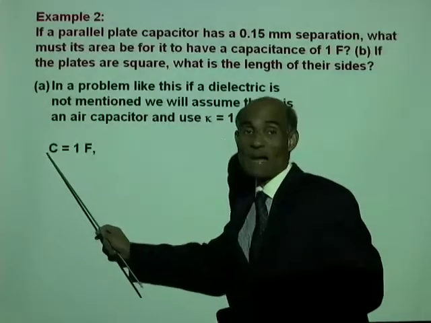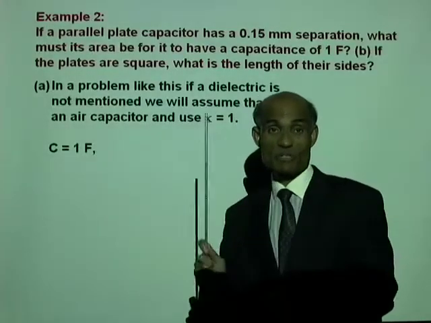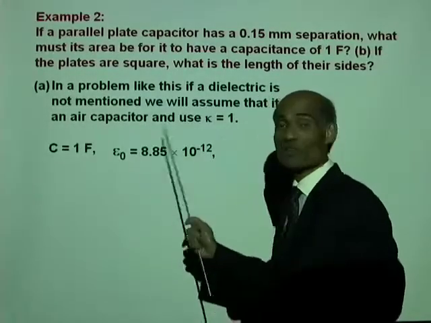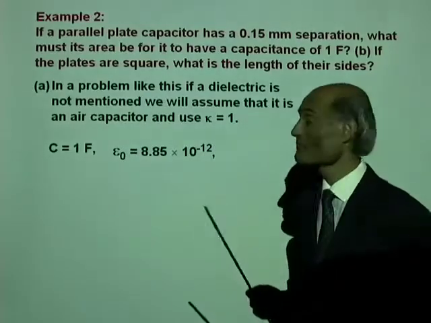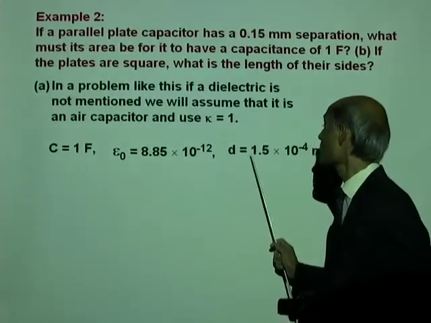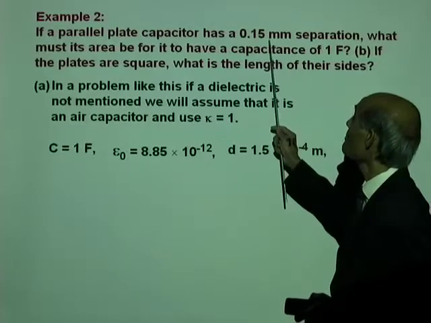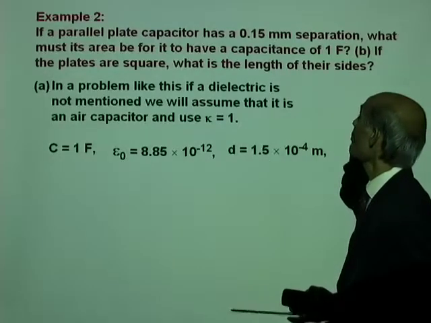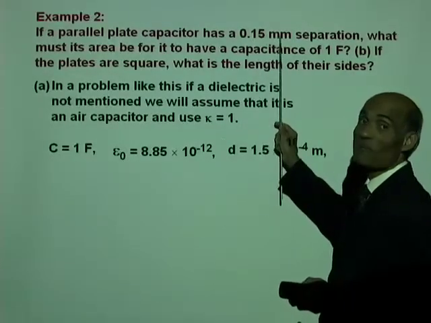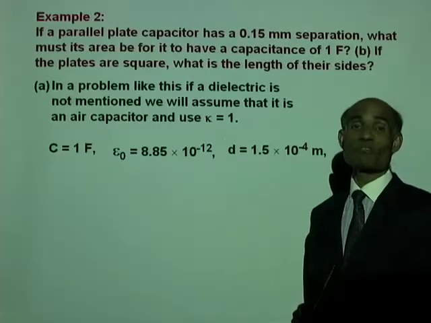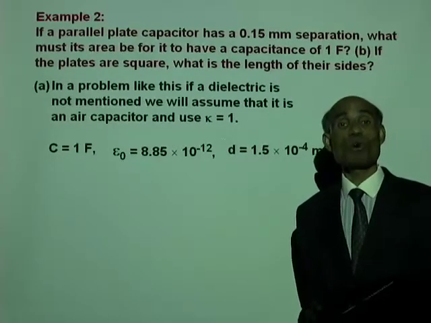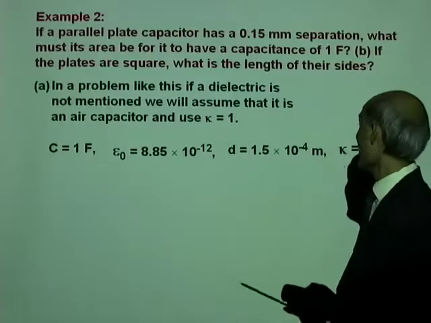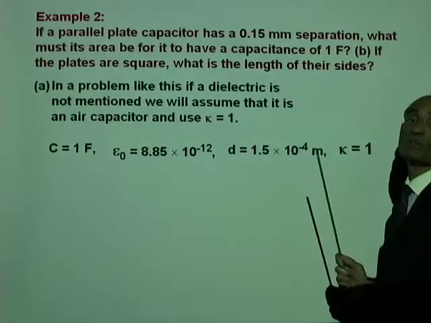So, we've got the capacitance of that capacitor is 1 farad. Epsilon naught is the usual value. The plate separation is 0.15 millimeter, which is 1.5 times 10 to the negative 4 meter. Well, kappa equal to 1.